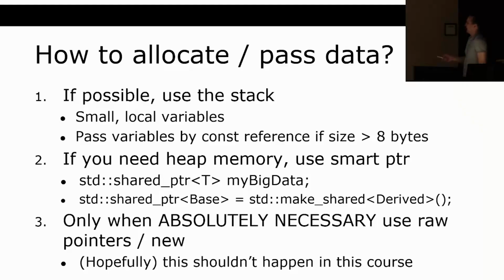Only when absolutely necessary would you use raw pointers or new. Hopefully this shouldn't happen in this course, and I made the assignments so that it doesn't. But if you did, for example, want to write your own vector, which has less functionality than standard vector, so that you have a blazingly fast vector class that can shrink and grow by the exact amount that you know is perfect for you, then of course you would need to use raw pointers, and you would need to use new in order to allocate those arrays. But if you do have to use this, if possible, use RAII and encapsulate that in a class.